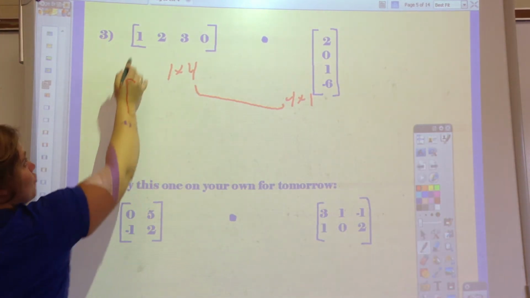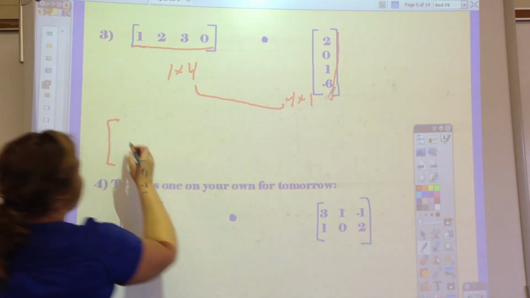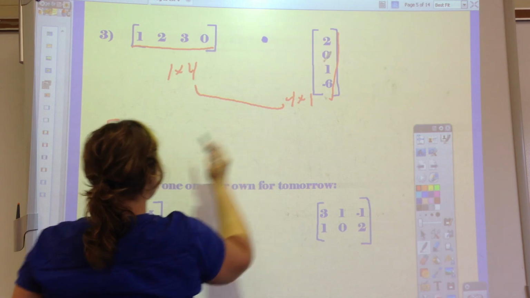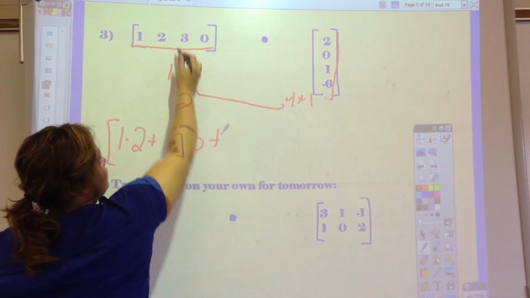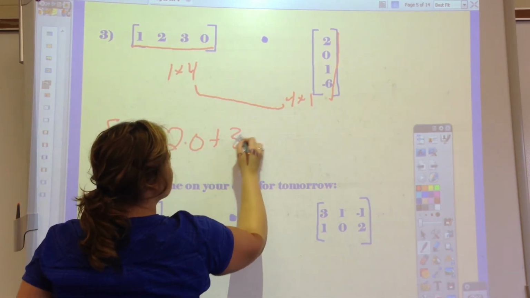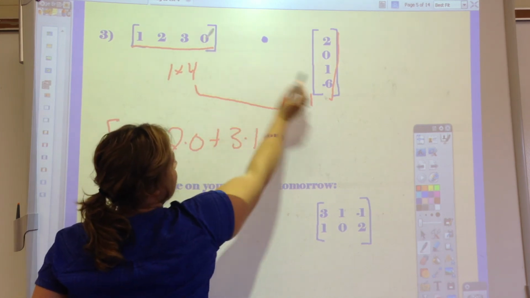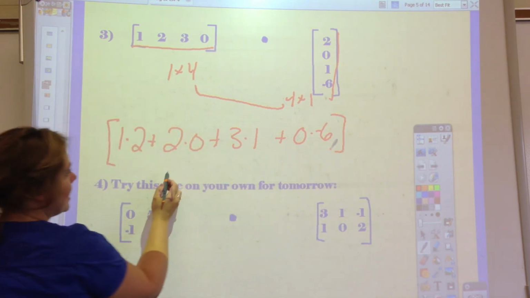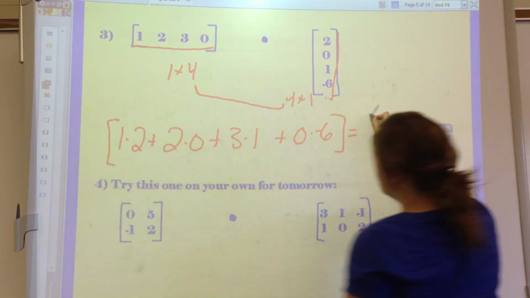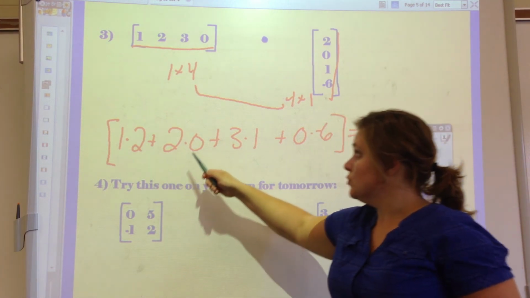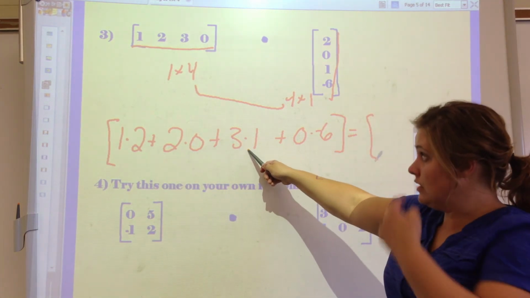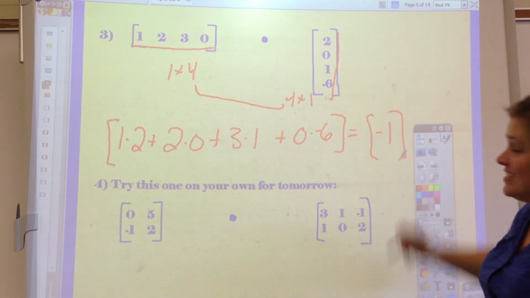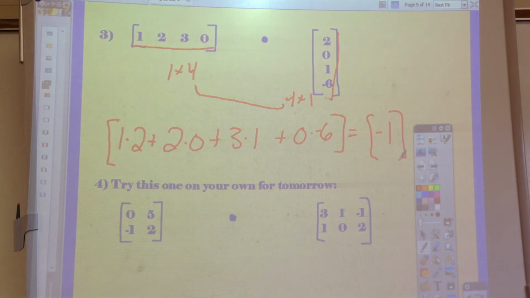So I'm going to go row by column, and I'll have 1 times 2 plus 2 times 0 plus 3 times 1 plus 0 times -6. When I add those together, I get 2 plus 0 plus 3, which is 5, plus a -6, which is a -1. And this is indeed a 1 by 1 matrix.